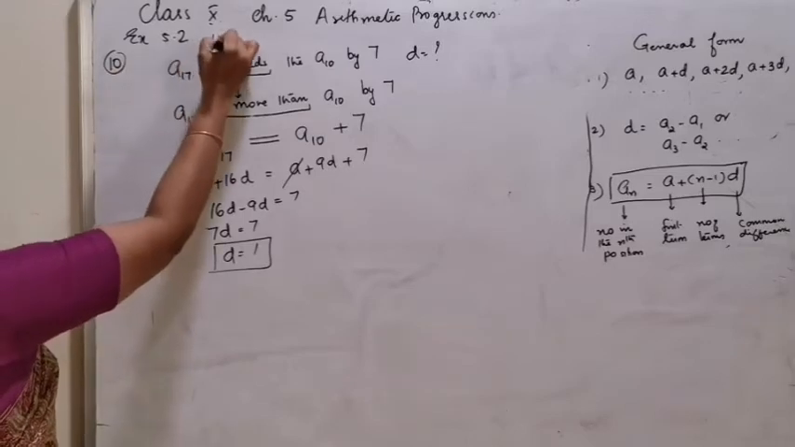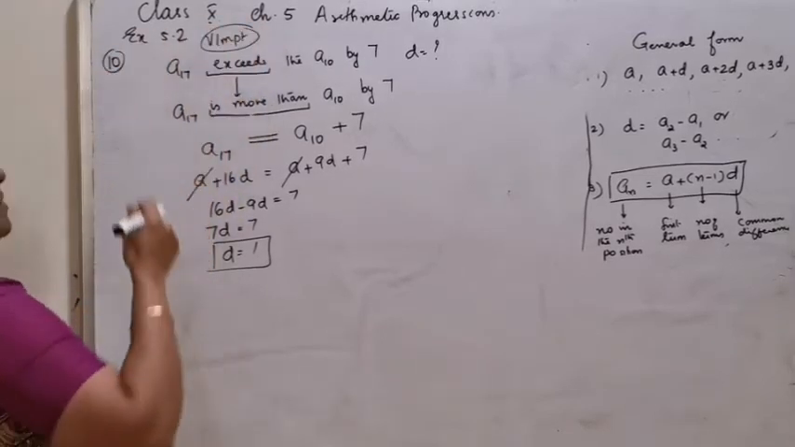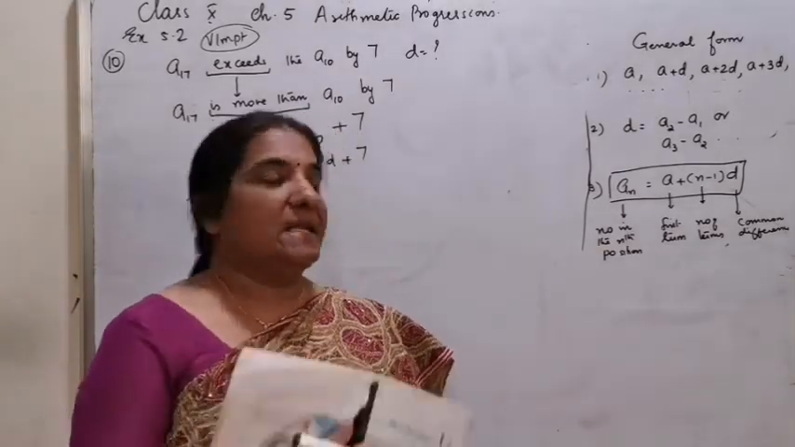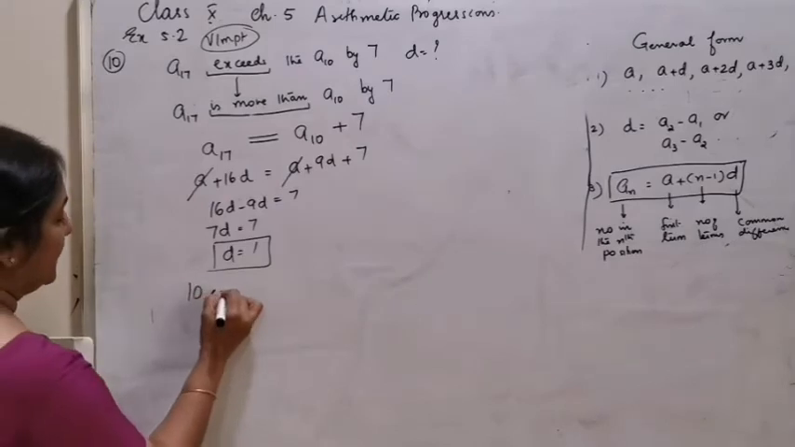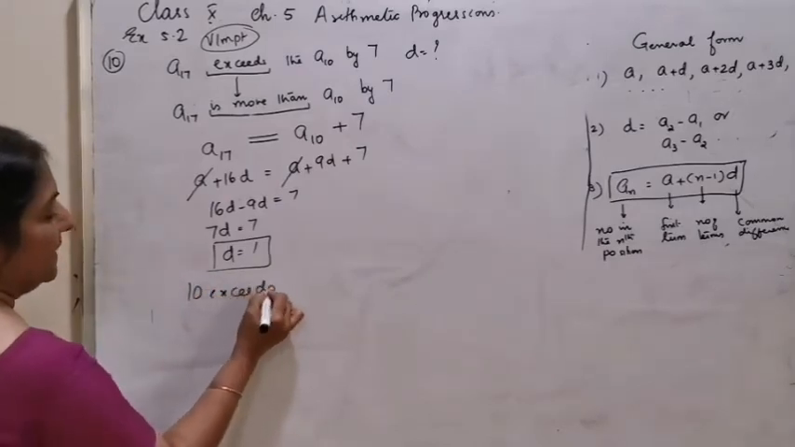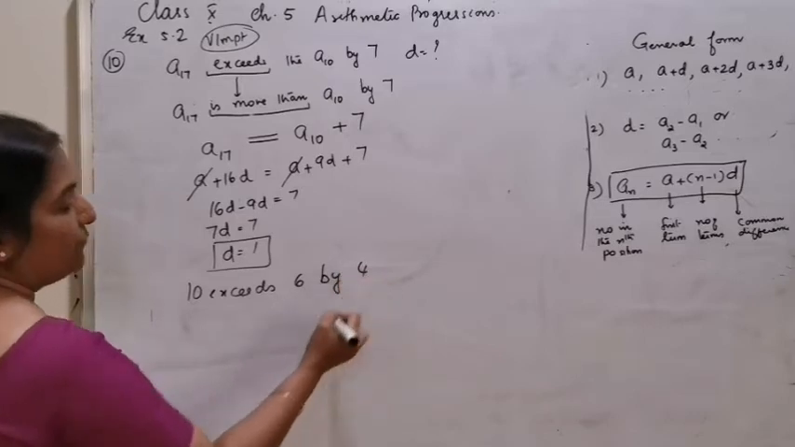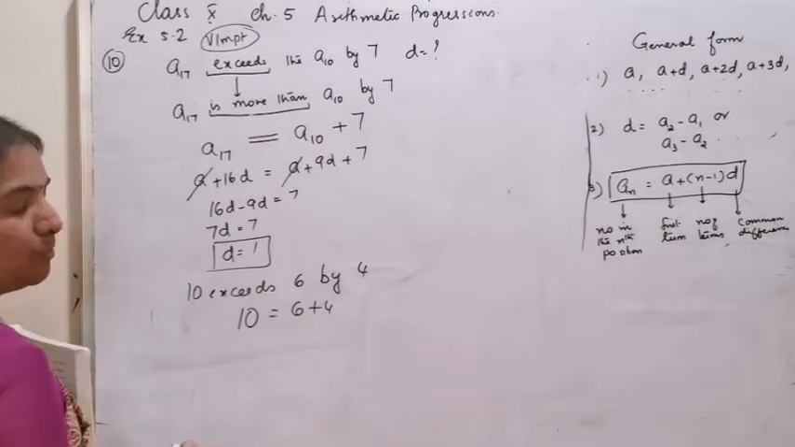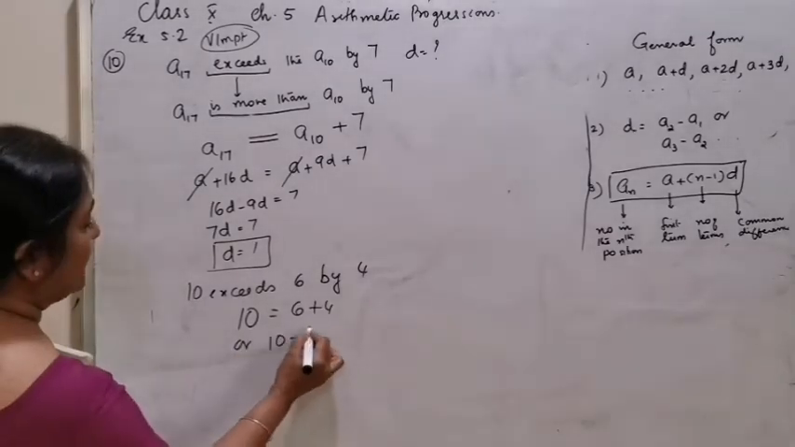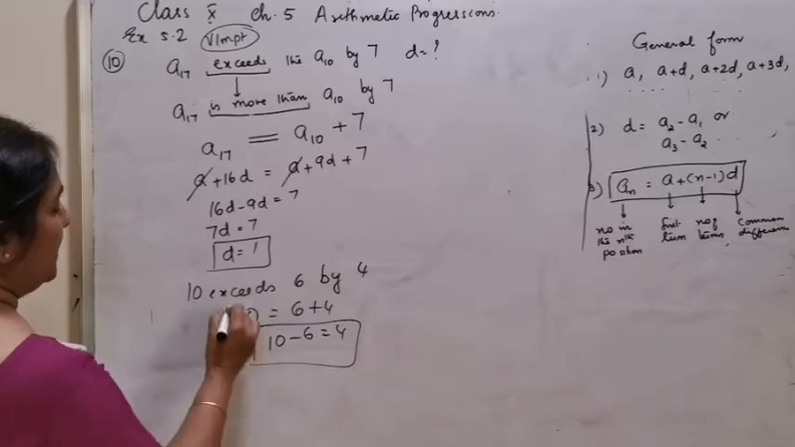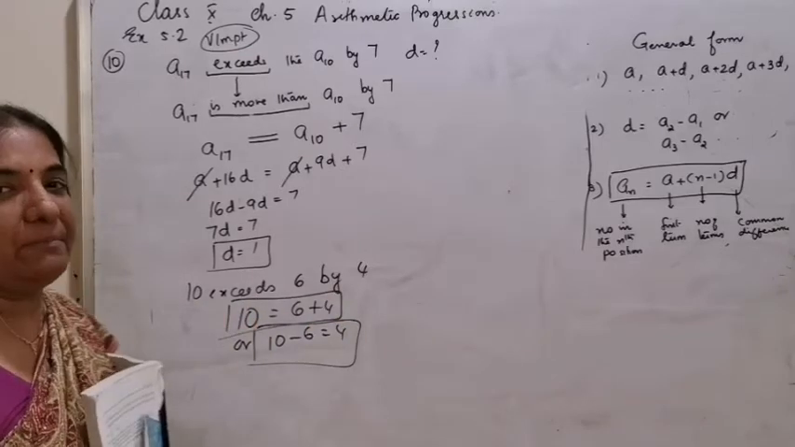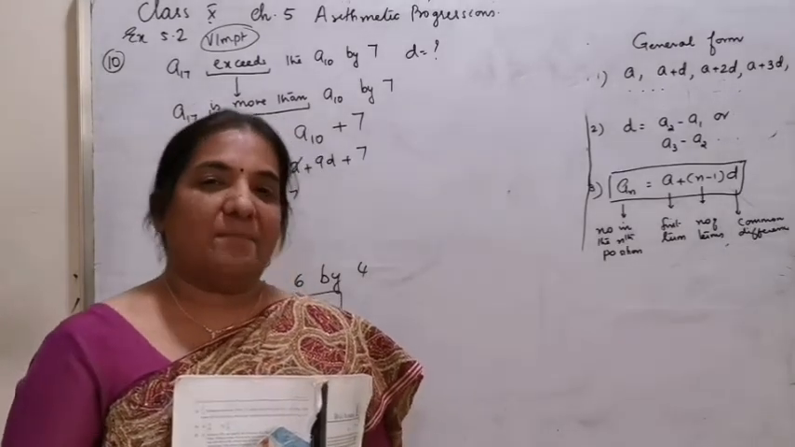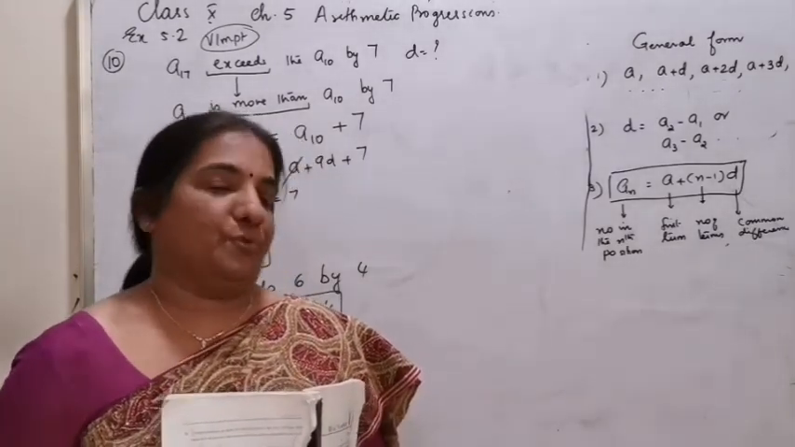So this question is very important. Only just understand what is the meaning of exceeds. As an example, you can take it as 10 exceeds 6 by 4. You can remember this. What is the meaning of that is 10 is equal to 6 plus 4, or 10 minus 6 is equal to 4. Both ways you can remember. This is how you can remember this concept. 10 exceeds 6 by 4 is the same as 10 is equal to 6 plus 4.